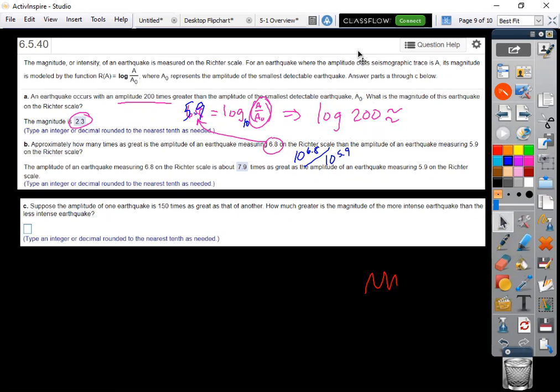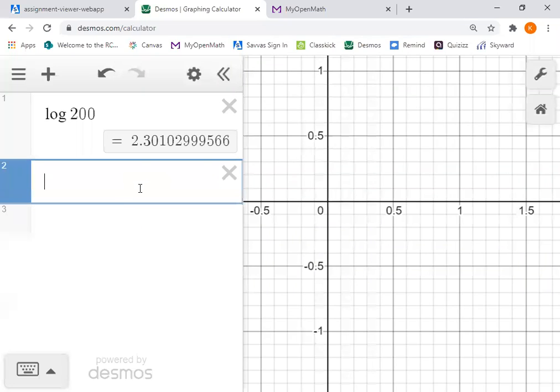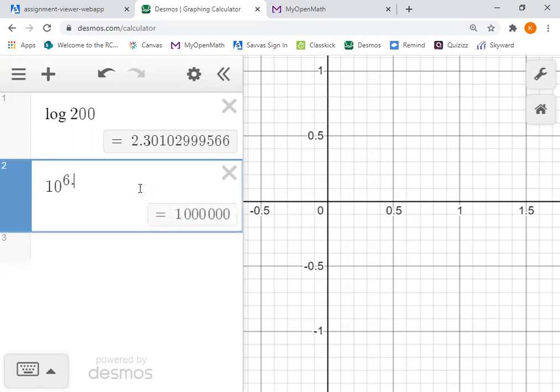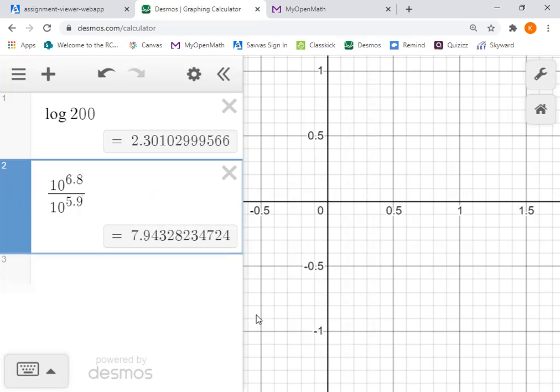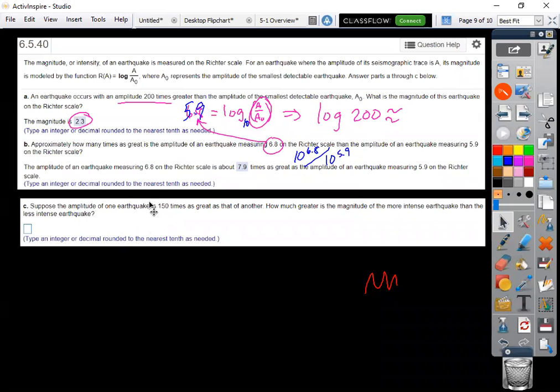And again, I'm just going to come over here, 10 shift 6 to the 6.8, get out of the exponent layer over to the right, and divided by 10 shift 6 for the exponent 5.9. And it's like 7.94. And again, that's all it was asking for here, the 7.9 rounded to the nearest tenth.